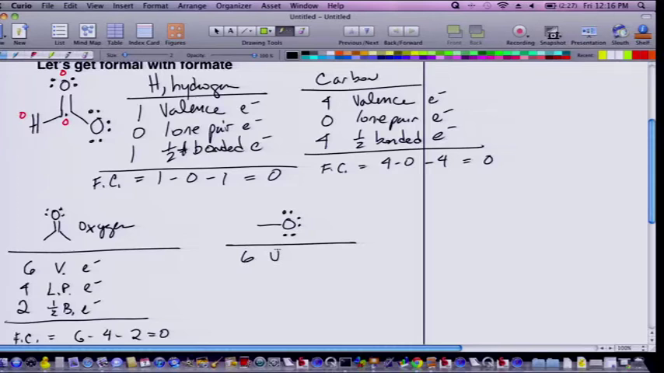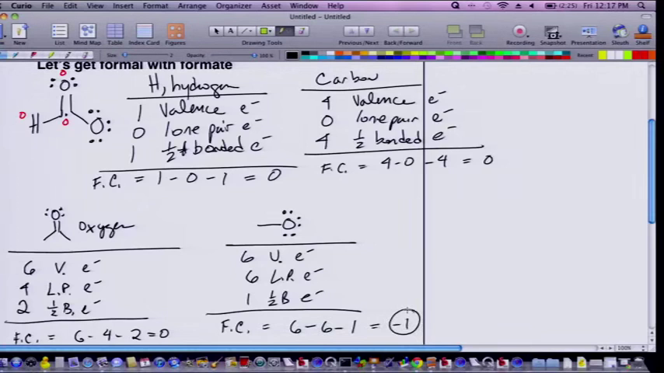And again, 6 valence. How many are lone pairs? There's 6, right? Lone pair electrons. And 1/2 times the bonded is 1, correct? So the formal charge on this guy is going to be a negative number. 6 minus 6 minus 1 is equal to minus 1. That is its formal charge.